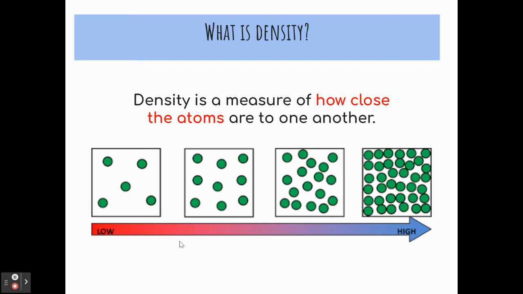So this picture shows low density to high density. So this is low density because the atoms are not very close to each other. And as you move up, the atoms get closer and closer together, so the density is getting higher. This is high density, atoms very close to each other, low density, atoms farther apart.